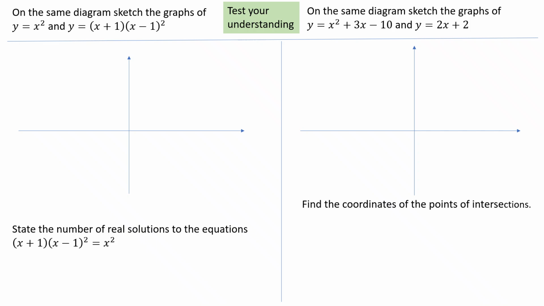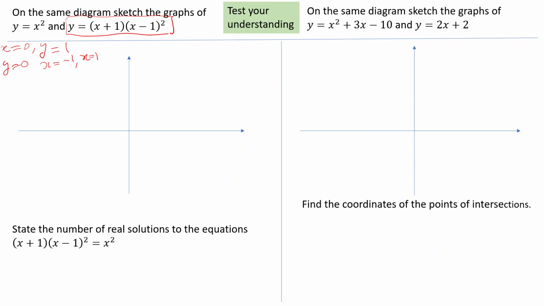So first I am going to draw the cubic graph, where the graph cuts the x-axis and y-axis. So when x equals 0, y is 1 times negative 1 squared, which is positive 1 times 1, which is 1. When y equals 0, x equals minus 1 and x equals 1. It's a repeated root.